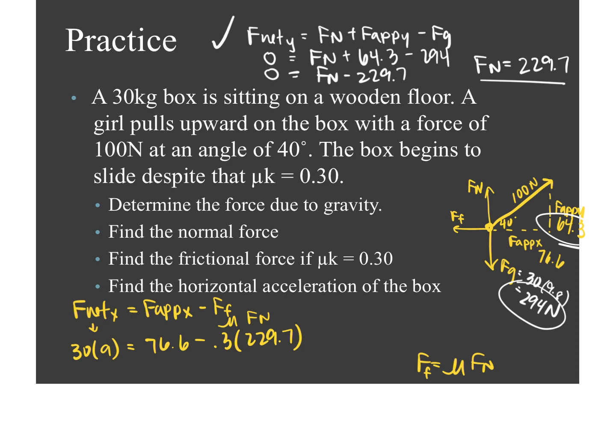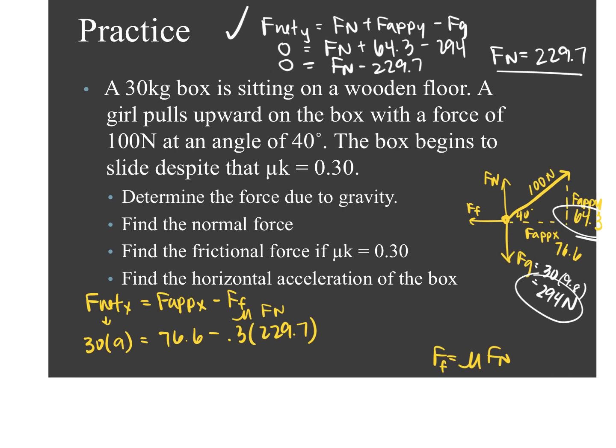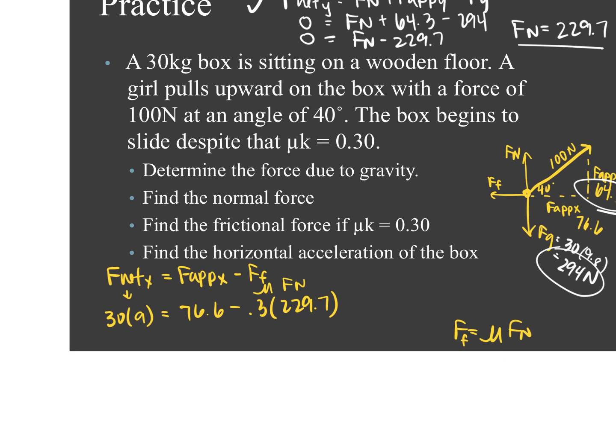Do we feel confident about subbing that in? Yes? Okay. And so now I just do my math. So 0.3 times 229.7, 76 minus that, and divide that by 30. And I got an acceleration equal to about 0.236 meters per second squared. Is that similar to what you had?